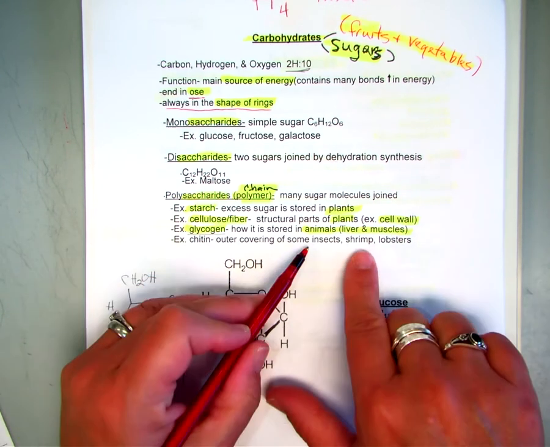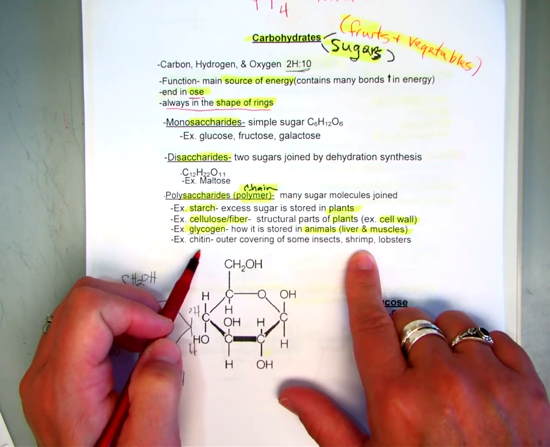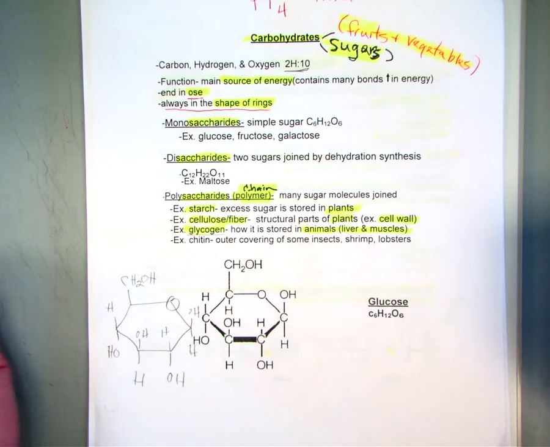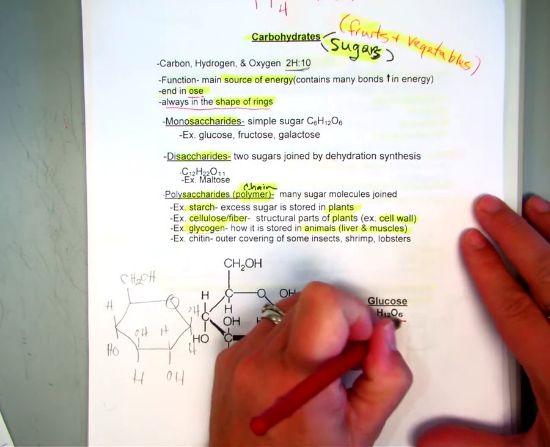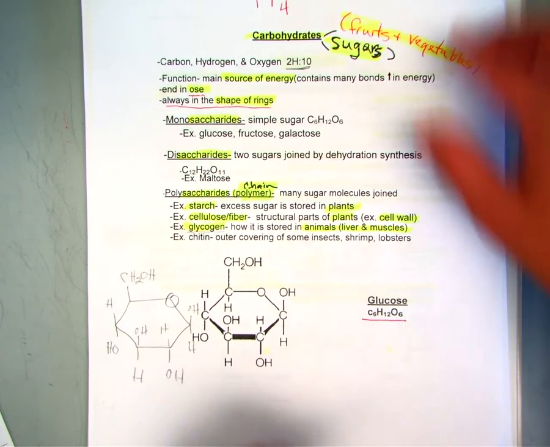And then we talked about insects. They store it as chitin. They tend not to ask that on the Regents, but I wanted to go over it. And you definitely need to know that chemical formula, C6H12O6.